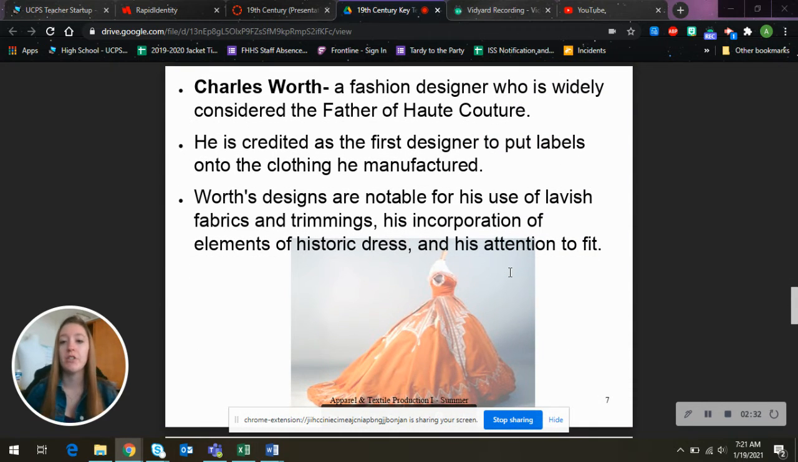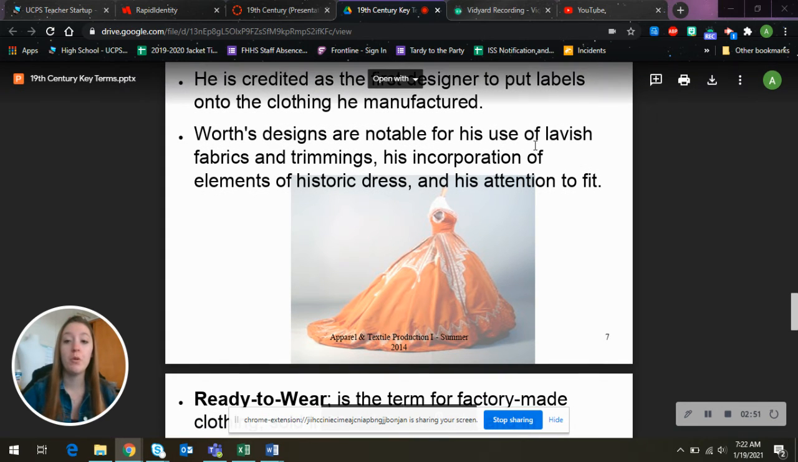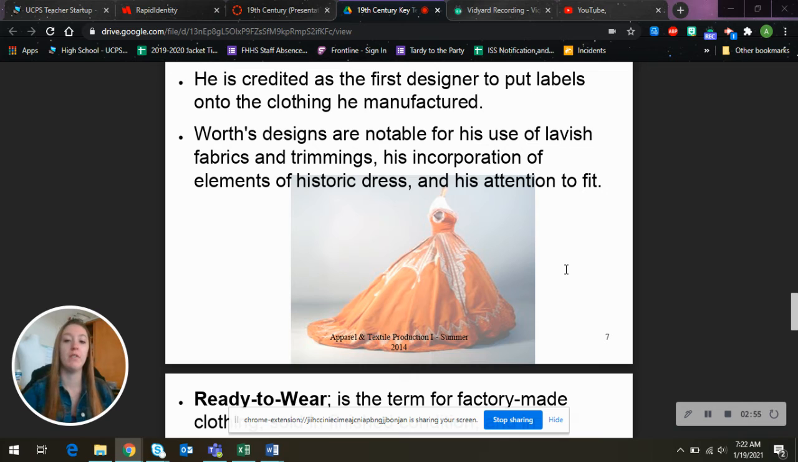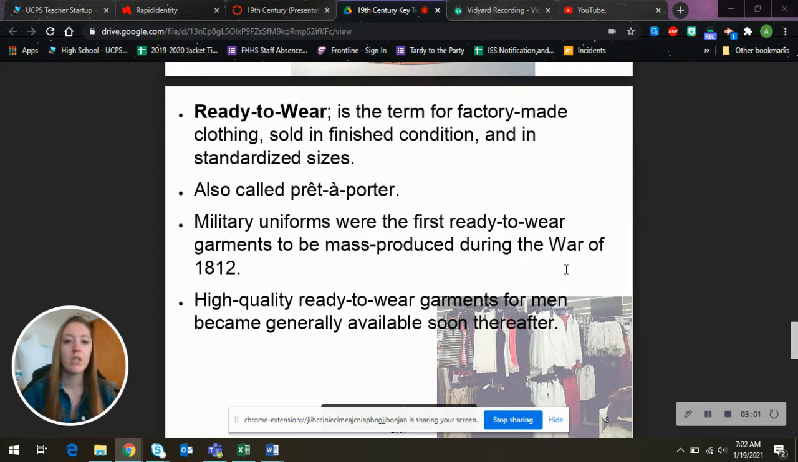Charles Worth is a fashion designer who is widely considered the father of haute couture. He is credited as the first designer to put labels onto his clothing. These were literally like hand-stitched labels in his clothing that said his name, what it was called, like all of that. They're notable because of the lavish fabrics and trimmings and his incorporation of elements of historical dress and his attention to fit, so how it would look on a female.